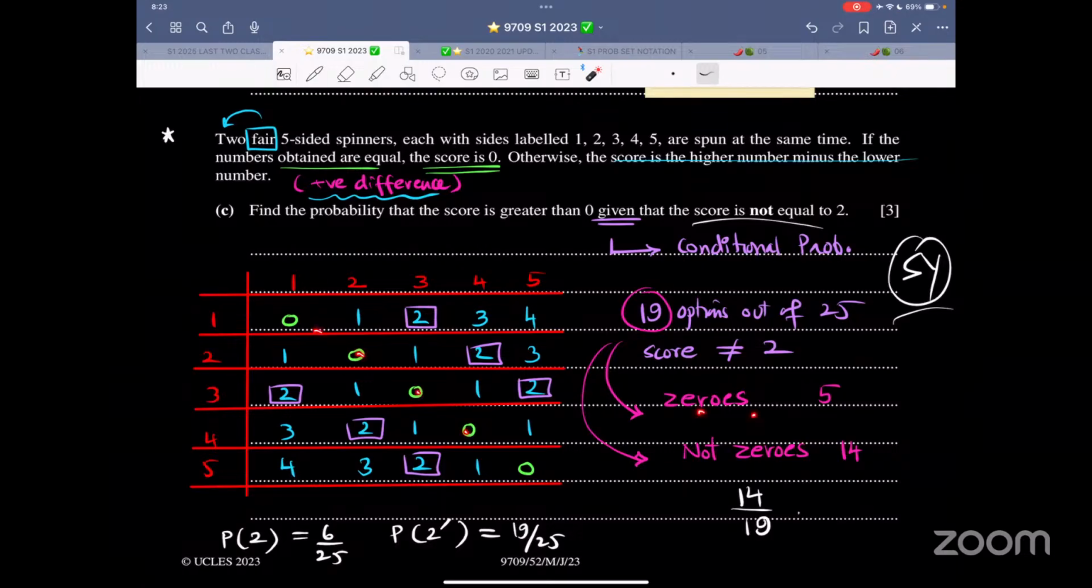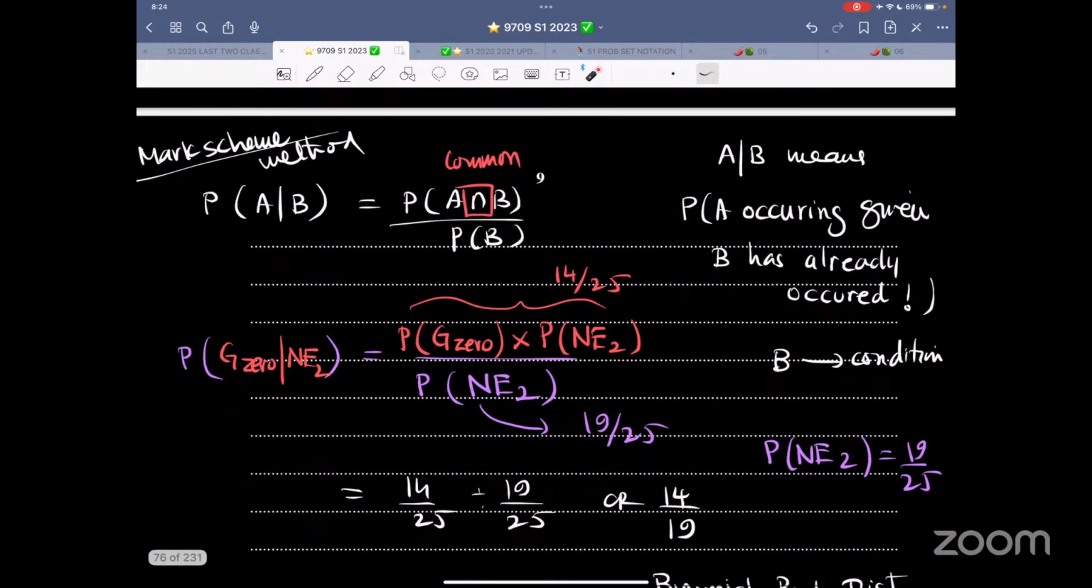1, 2, 3, 4, 5. 5 are zeros, 14 are not zeros. So they are looking for score is greater than 0. At the same time, score does not equal to 2, 14 over 19. Now, this is what the mark scheme method is.